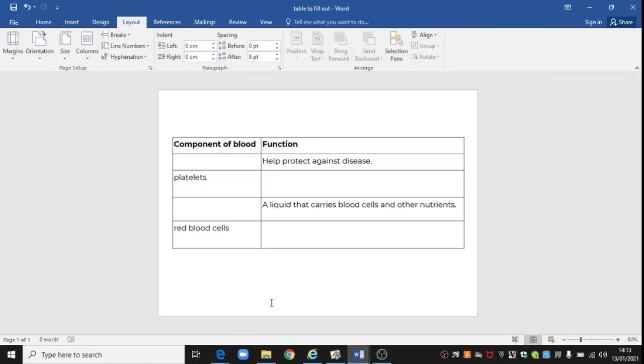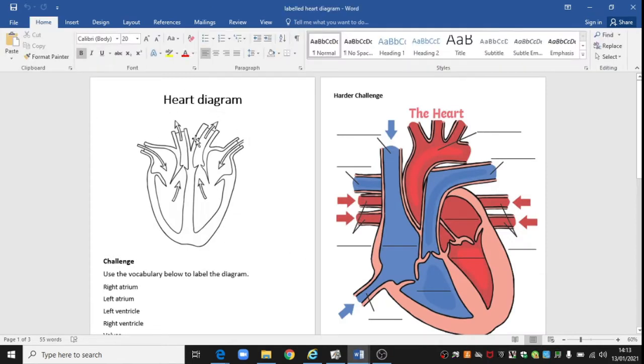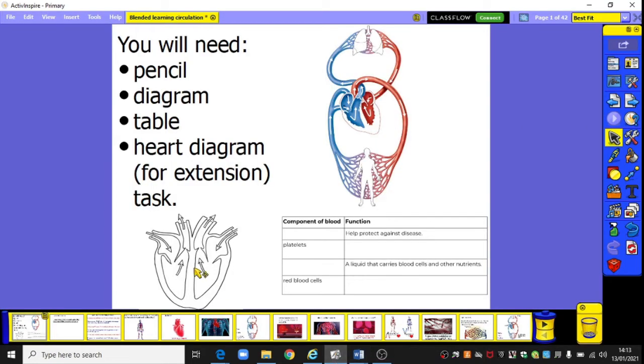You'll also have this table which you can fill in, but alternatively you can draw on a piece of paper. And if you get onto the extension task, you will need this diagram of the heart, where there is a harder challenge diagram to label also. So I'm going to get you to pause the video now, just to get yourself ready for the things that you will need for this lesson.